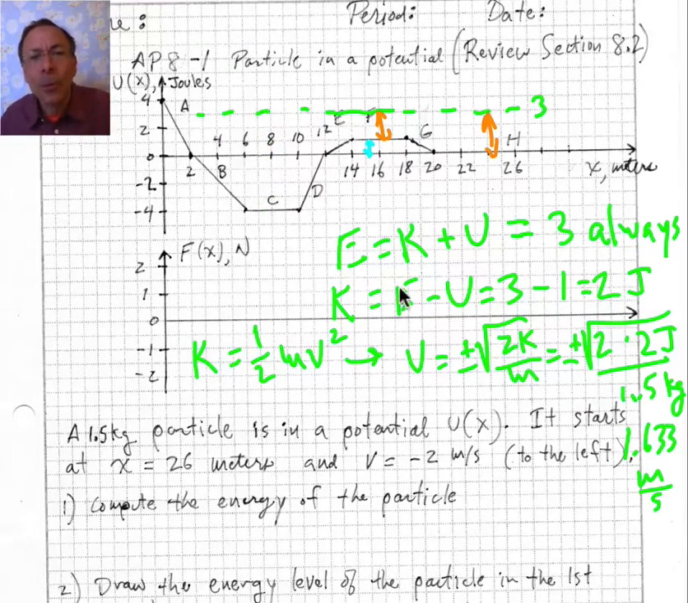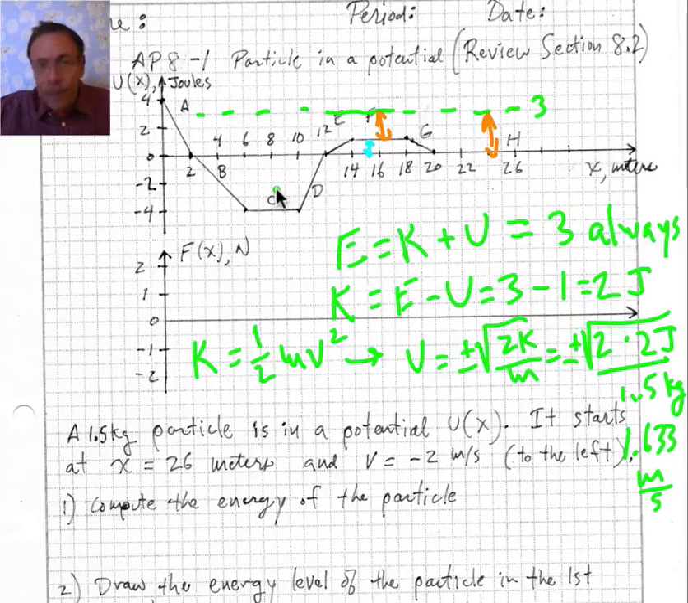Well, to figure out the kinetic energy in this area here, you could go through the same thing. You could say the kinetic energy is going to be 3 joules minus the potential energy. But the potential energy is negative here. It's negative 4. So it would be 3 minus negative 4, which would be like 3 plus 4. So it would be 7 joules. But that's fine. Okay, that's great. You get the answer, 7 joules. But let me show you an easier way.